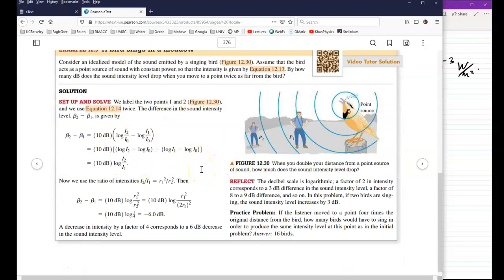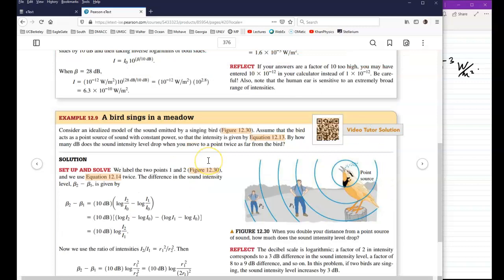This one is a little tough, so pay attention to it. He says, consider an idealized model of a sound emitted by a singing bird. Assume that the bird acts as a point source of sound with a constant power. Remember, those lines are spheres, so these are spherical waves, and then you have two observers. Remember, we talked about those two observers at different distances. So we have observer 1 right here, and this one is further away at P2.